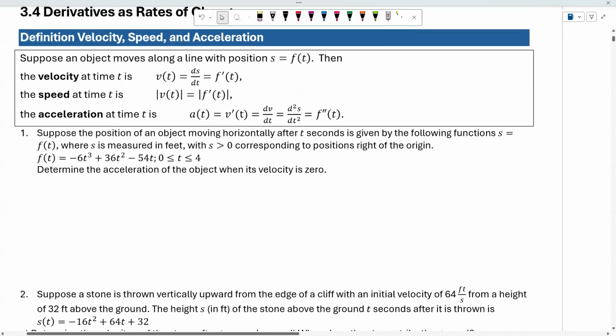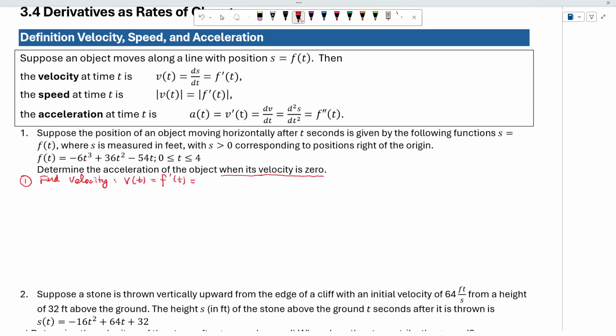To approach this problem, based on this statement, I first would like to know when the velocity is 0. So I would like to start with this. First, I would like to find the velocity. In this case, we know that v of t is equal to f prime of t.